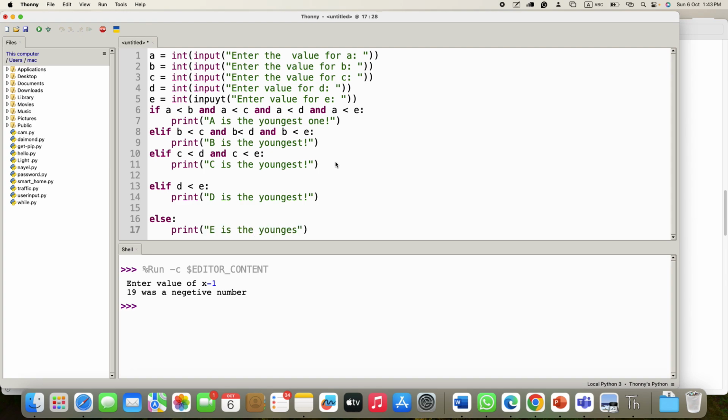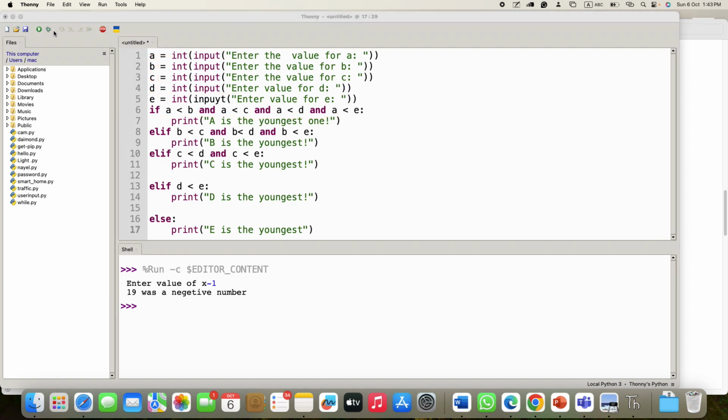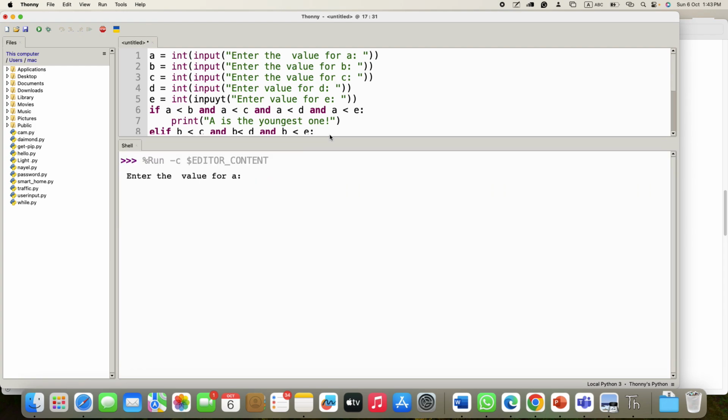So what we did is we created a ladder. Step by step, we started with A, and we compared it with all of them in the first statement. If this is true, this will happen, and it will not come down, and say A is the youngest. If this is not true, then it will drop A, and then we pick up B and compare it with the rest. If that's not true, then pick up C and compare it with D and E. If that's not true, then D and E. And if D is not less than E, then finally E is less. So this way, when we run this program, we will end up with the youngest one.